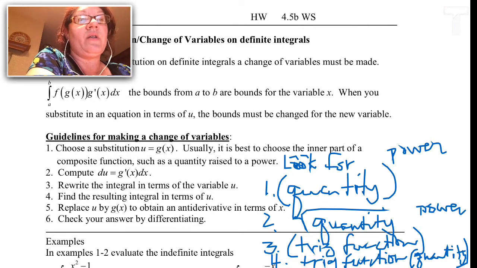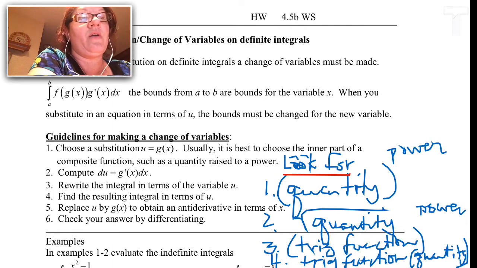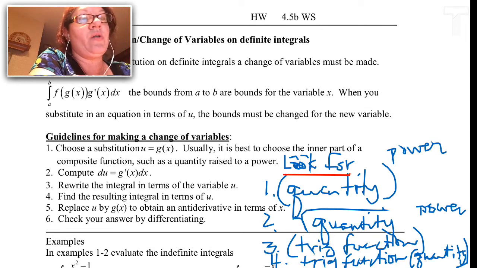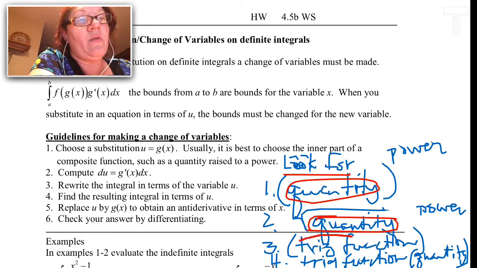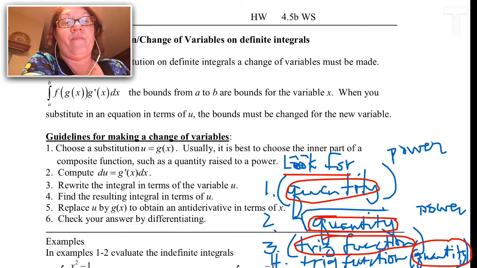So those are some things that you can look for when you're trying to decide what should I make u be. And then you want to make sure that it's this quantity, or this inside quantity, or this inside quantity, which now happens to be a trig function, or the inside quantity.